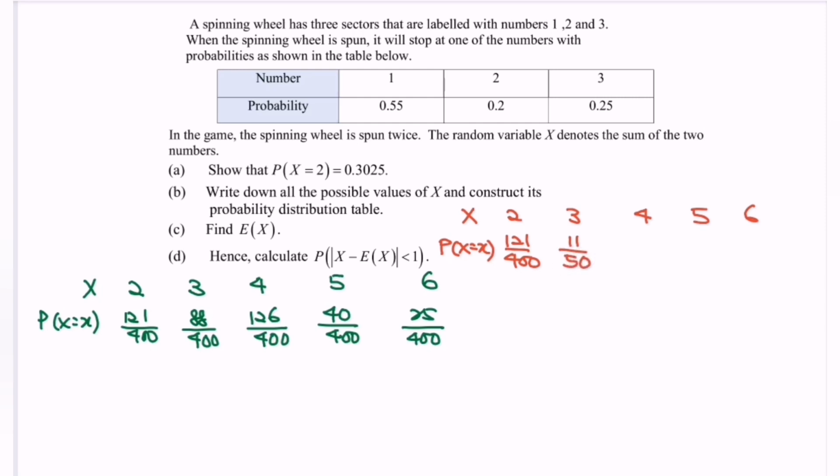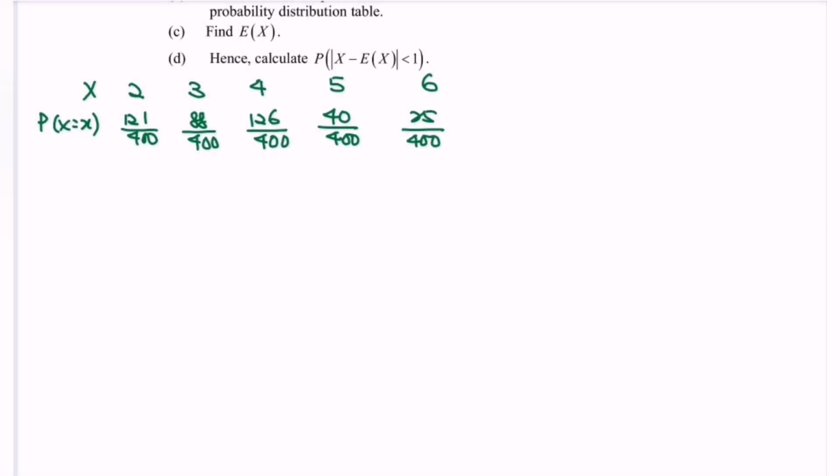Continue, 126 over 400, so the answer will be 63 over 200. Then we have 40 over 400, so we have 1 over 10. Then for the 6, we have 25 over 400, so the answer is 1 over 16. So that will be the probability distribution table in a fraction form. So if possible, you may express your answer in a decimal form as well. Next, kindly refers to the situation C.